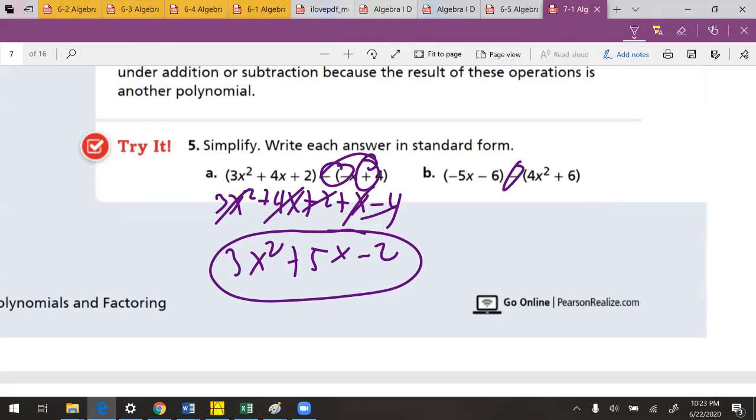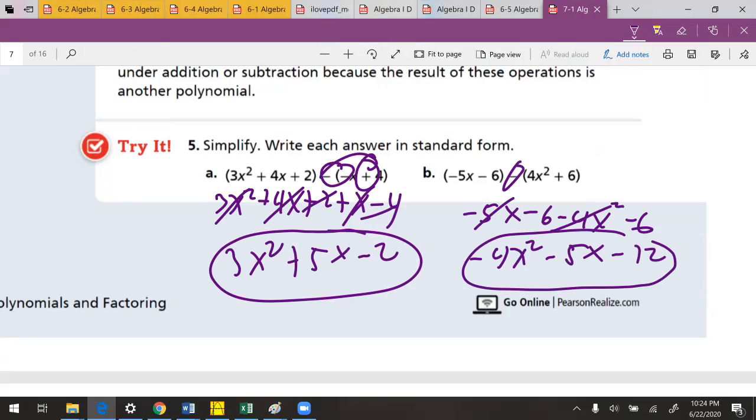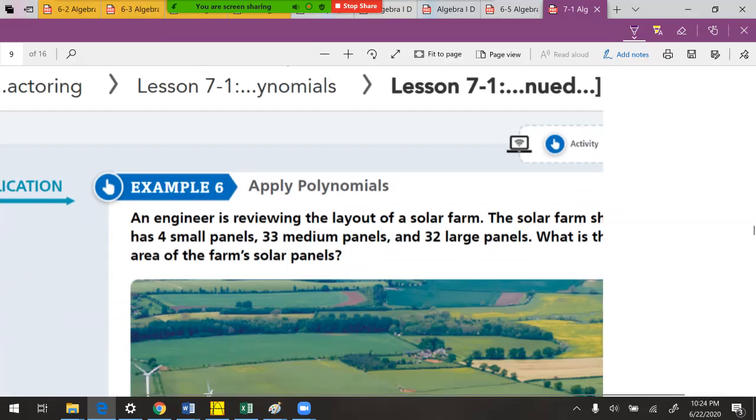Lastly, distribute, negative 5x minus 6 minus 4x squared minus 6. We combine like terms, there's nothing with the x squared, so negative 4x squared, we're done. Minus 5x, we're done. And then minus 12, we're done with that. Simple, very simple. Here we go, moving on.